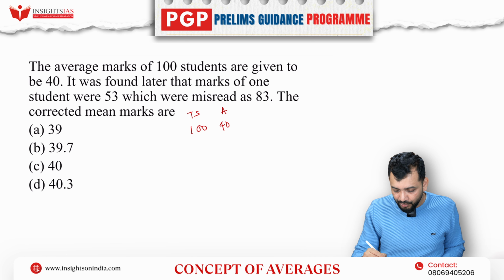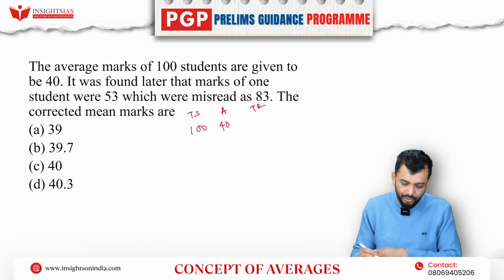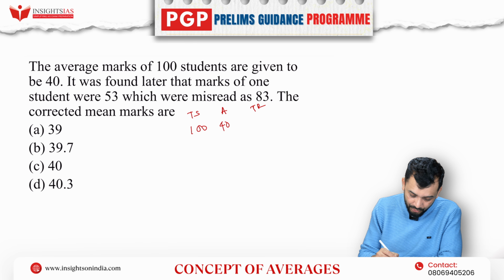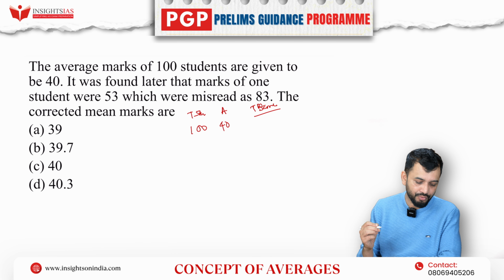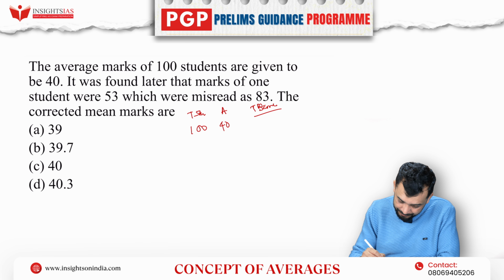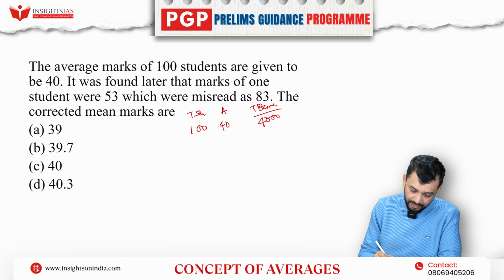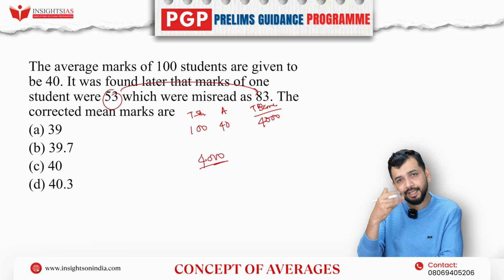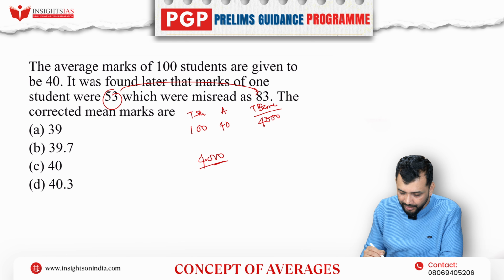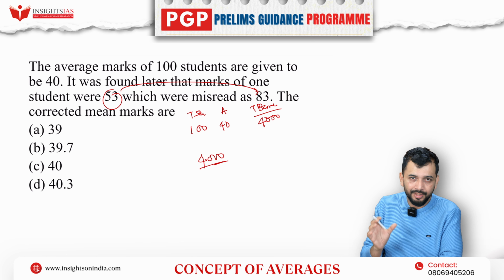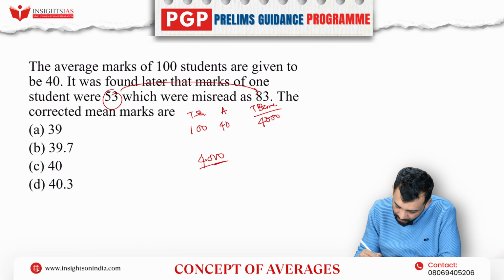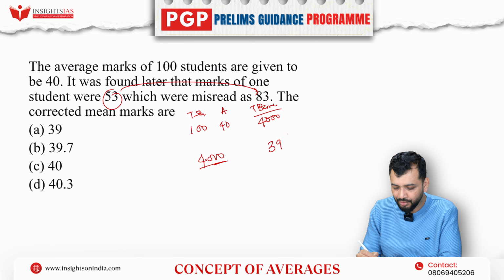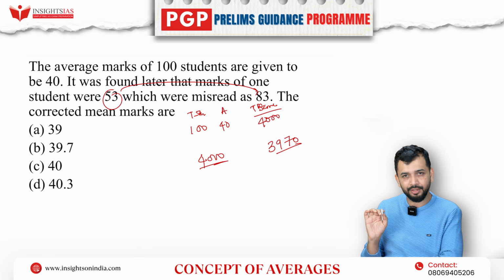So, first we will understand what was the total score in the previous way. The total number of students is 100. Average was 40. So, total score is basically 100 into 40, so that means 4000. Now what is the problem in this 4000? Instead of 53 you have read 83. That means how much extra have you read? 30 extra you have read. If you had read it correctly, then 30 should be less in the total. So the actual total should have been 3970, because you have read 30 extra. So the actual total is 3970.